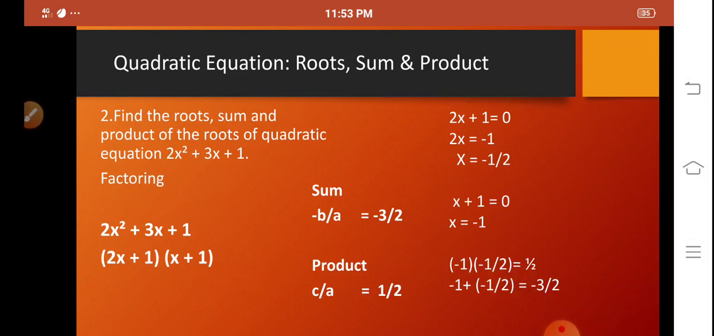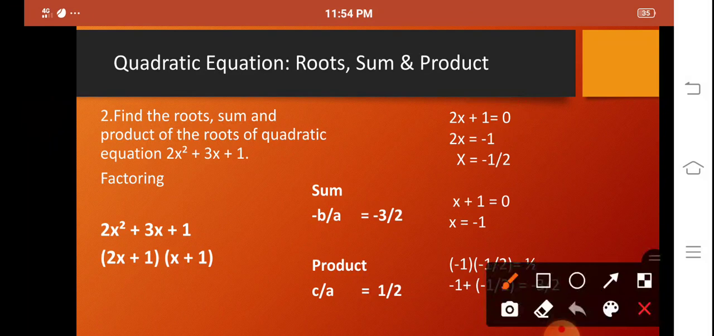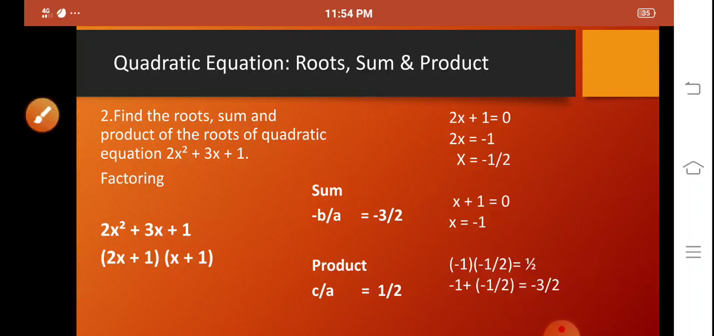Then the other factor, x plus 1 is equal to 0. So by additive inverse, x is equal to negative 1. That's the other root. So if we multiply negative 1 half by negative 1, the result is 1 half. That's the product. Then if you add negative 1 plus negative 1 half, that's negative 3 over 2 for the sum.